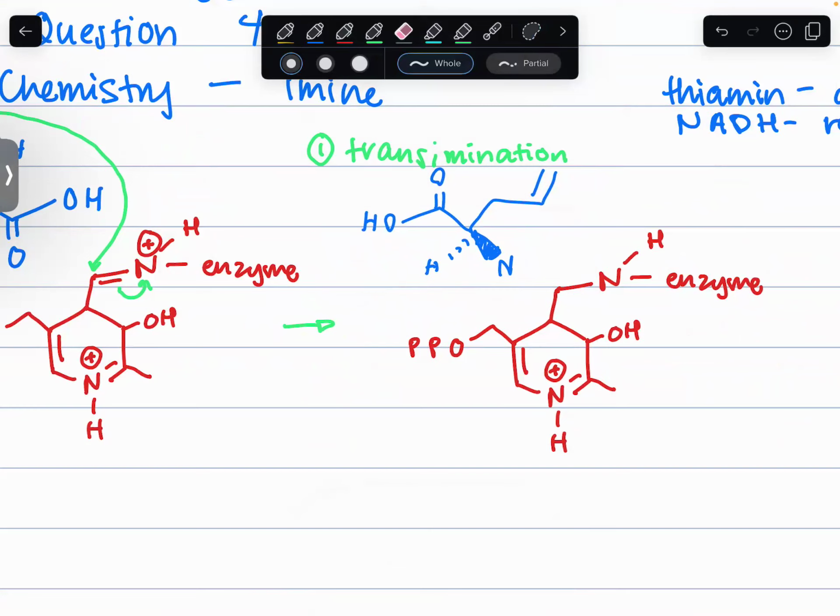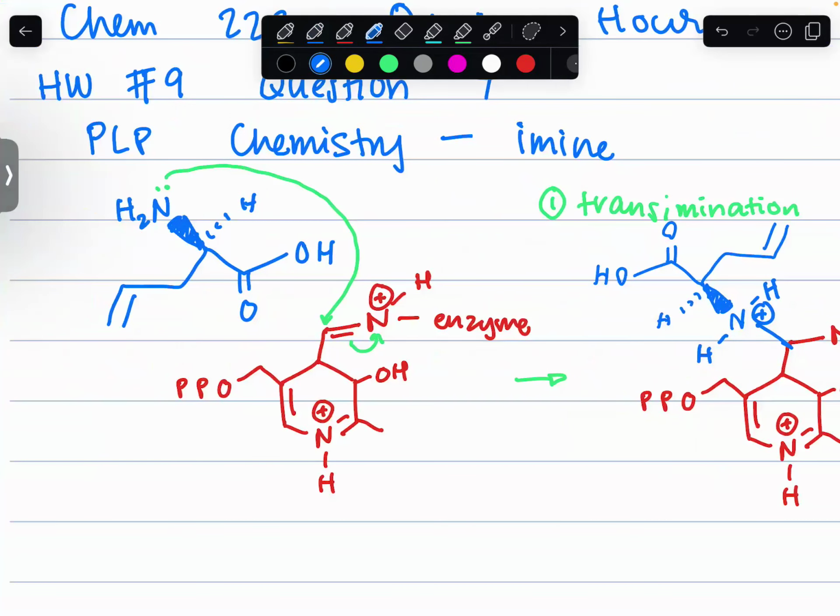Once I finish drawing this, I'll break down the arrows step by step. So now this is attached here. Breaking down exactly what just happened: our first arrow is the amine attacks our alkene. Actually, it's not an alkene, it's an imine.